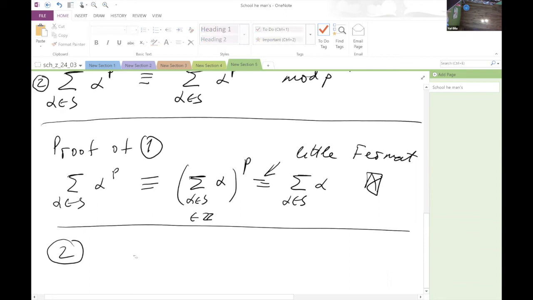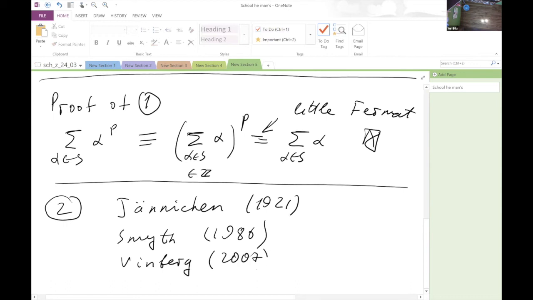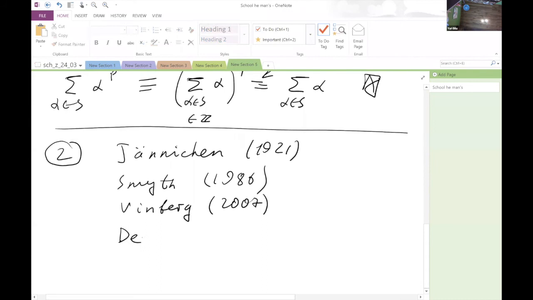So probably the first one, as I saw, was due to Seth Zienkiewicz in 21. Then there were several modern proofs. Chris Smith in the Monthly gave some proof. Next, Winberg recently published a proof, and also Deligne gave a very short proof using bit vectors.